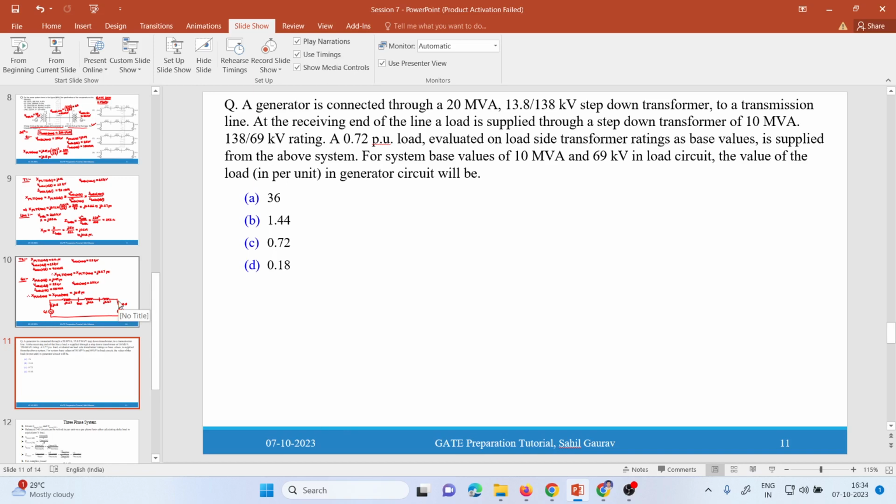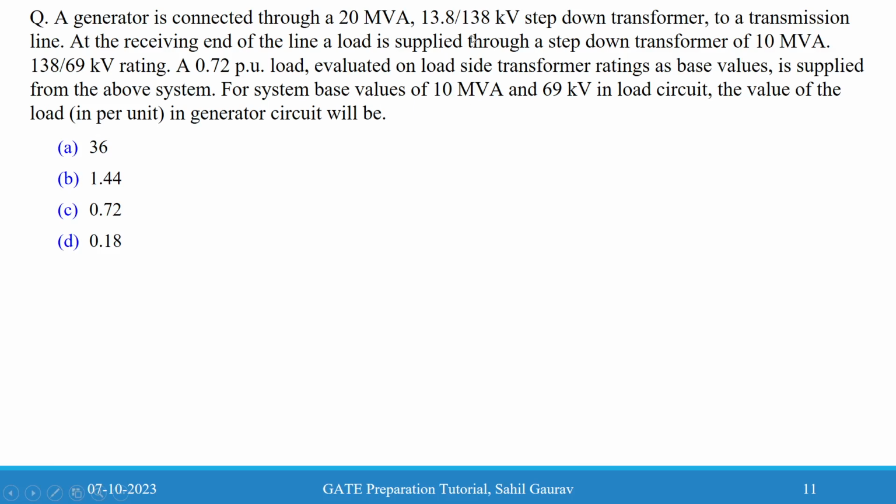This problem is from GATE 2006, and it is also for 2 marks. In this problem it is given that a generator is connected through a 20 MVA 13.8/138 kV step down transformer to a transmission line. At the receiving end of the line, a load is supplied through a step down transformer of 10 MVA, 138/69 kV rating.